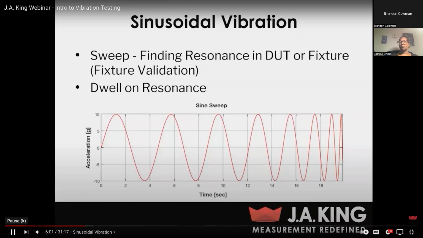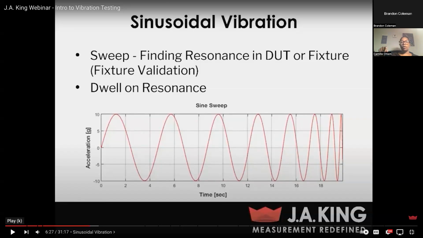The other case would be doing a sweep for fixture validation. And the reason that's important is you want to make sure that the resonant frequency of your fixture does not fall within the frequency range of the actual test that you want to use that fixture for. And if you look down here at the bottom, this is just an example of time domain data of a sine sweep. And you can see as time goes on, that frequency is increasing.